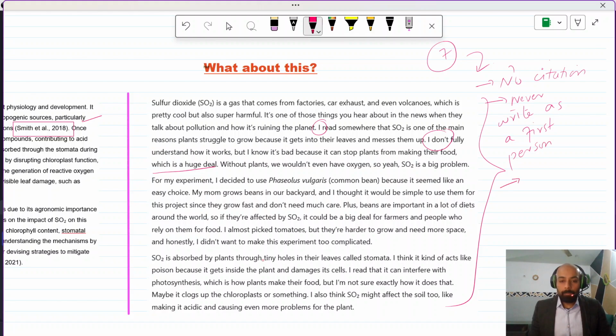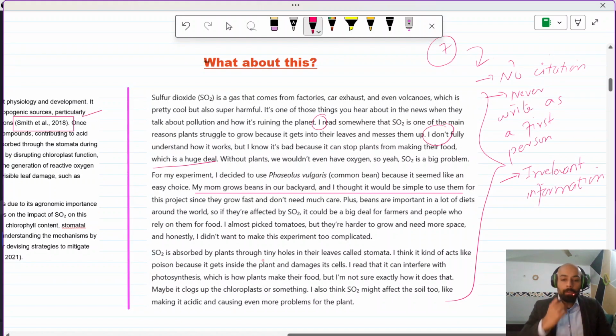Then we have another error, as you all can figure out. There is no in-text citation. Okay, that is already mentioned. And there is a lot of irrelevant stuff. As you can see, my mom grows plants in the backyard. So there is a lot of irrelevant information, right? So quickly review all of it.